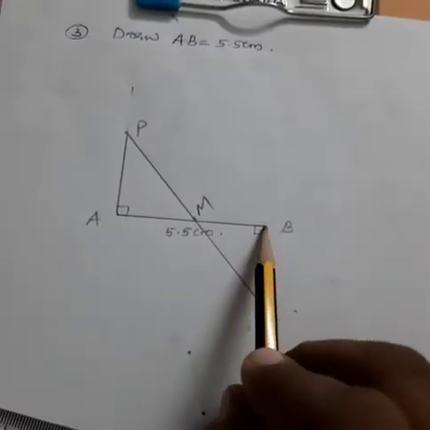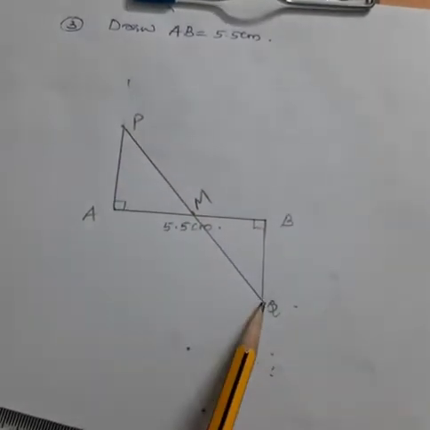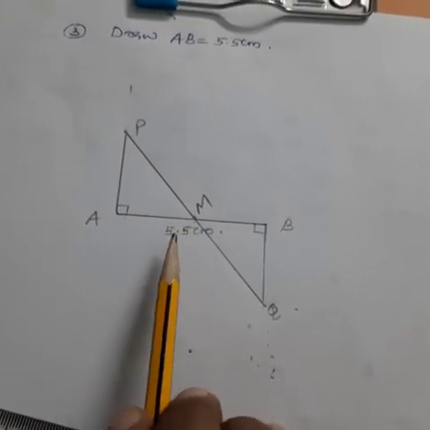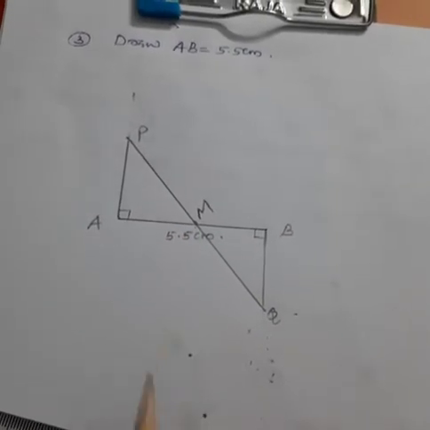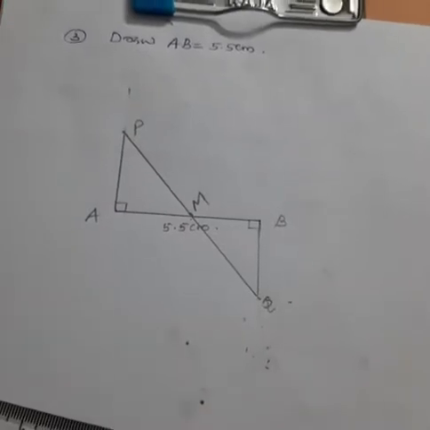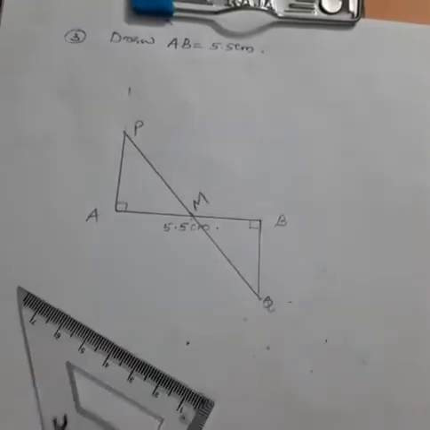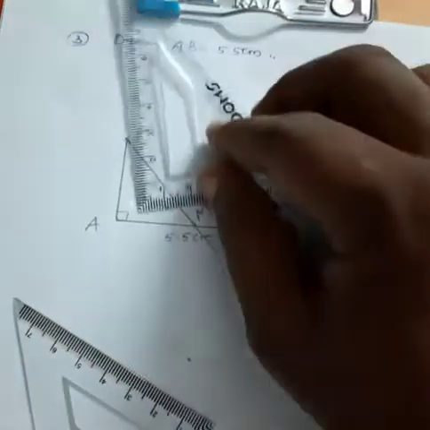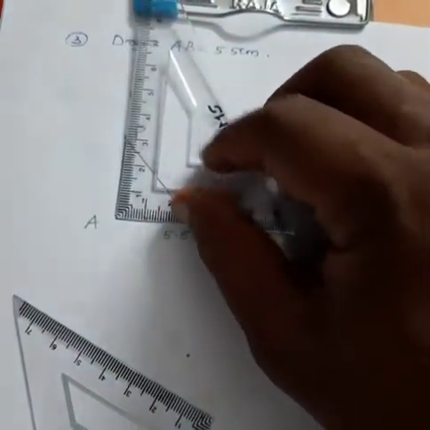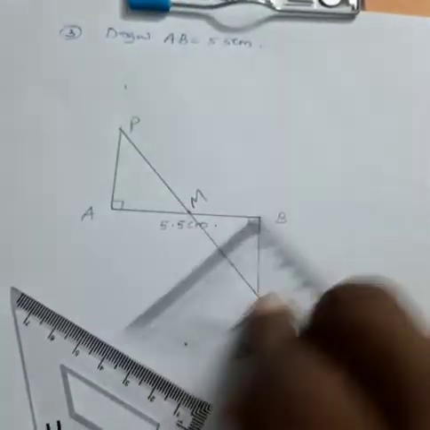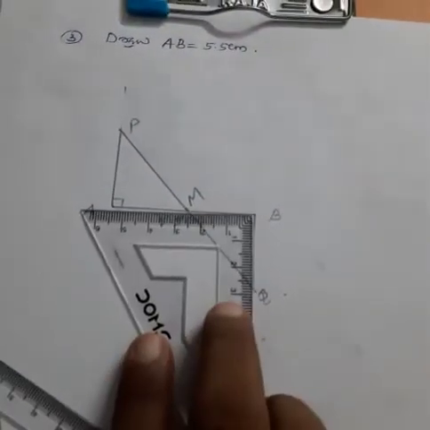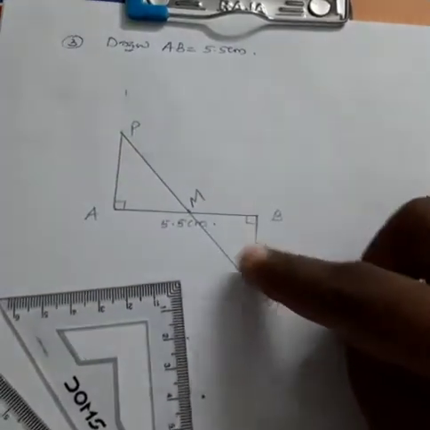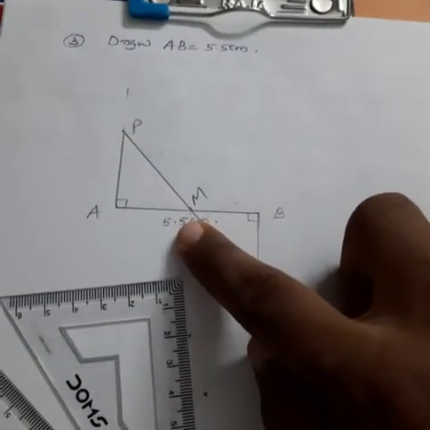AB is a line crossing the line PQ, and M is the midpoint. So this is the way you have to draw it. Any one set square you can use, either the smaller one or the bigger one. Here, draw a 90-degree angle from this side and take a measurement, and the same measurement should be taken from B also. Then you have to join, so you will get the midpoint as M.